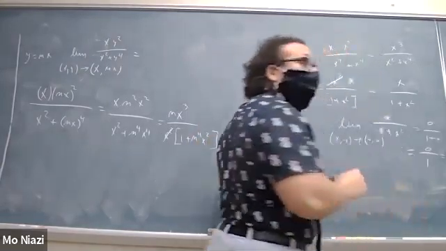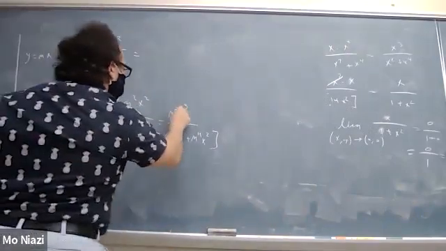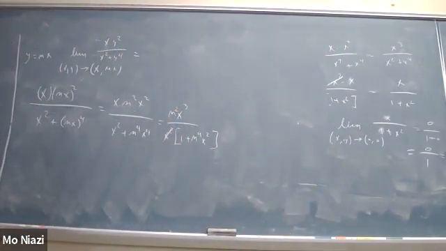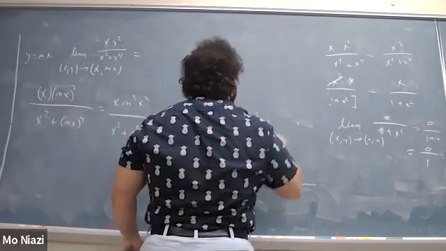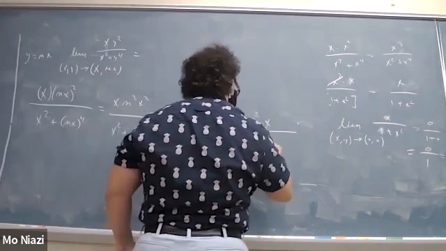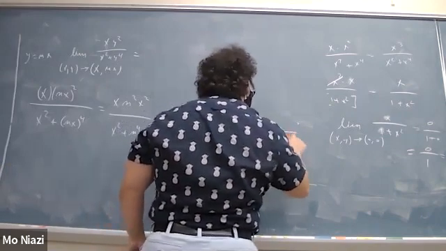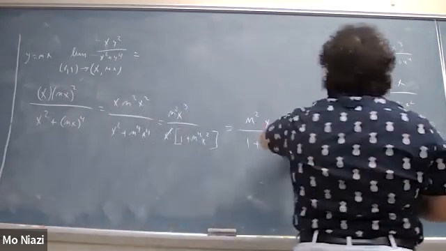Professor, the m should be squared. Wait a second. Oh, thank you. I did drop the squared. Thank you. Okay, and then cancel here. So I get m squared x all over 1 plus m to the 4th, x to the 4th. Oh, squared. There we go.